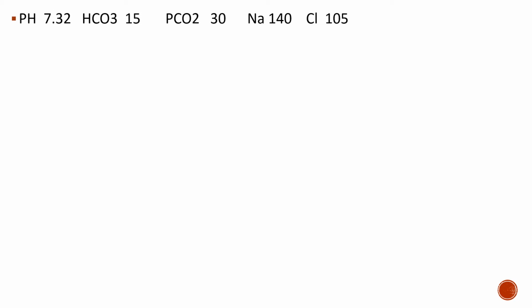Okay, let's start with the first example. In this case, the pH is 7.32, bicarbonate is 15, CO2 is low, with sodium and chloride given. Which type of acid-base disorder? We have a low pH and low bicarbonate and low CO2, so this is metabolic acidosis. And if you calculate the anion gap, which means sodium minus the sum of chloride and bicarbonate, it will be 20. So this is high anion gap metabolic acidosis.